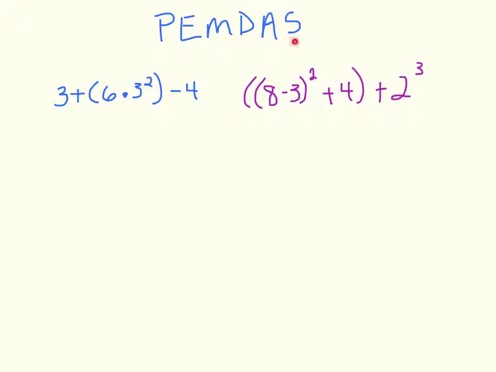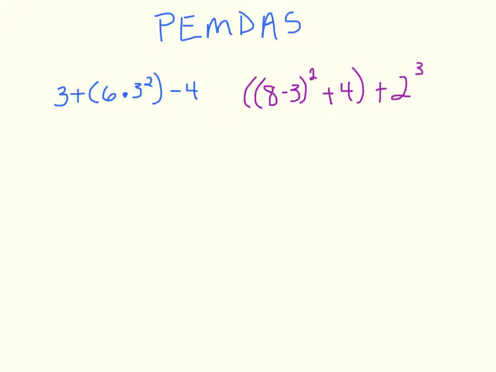Finally, I go through the expression from left to right looking for addition and subtraction. And this is the same as with multiplication and division. If I happen to see a subtraction sign before I see an addition sign, that's okay. I will subtract and then I will add. You do it in the order that you see it. Now let's do a couple of examples.